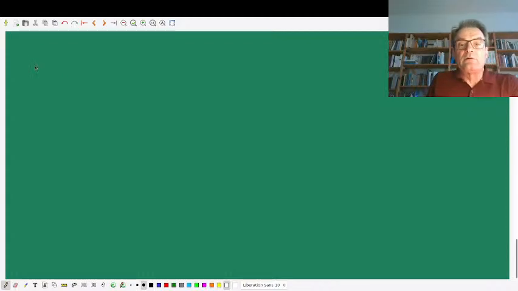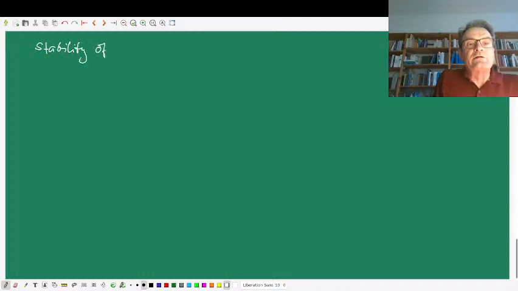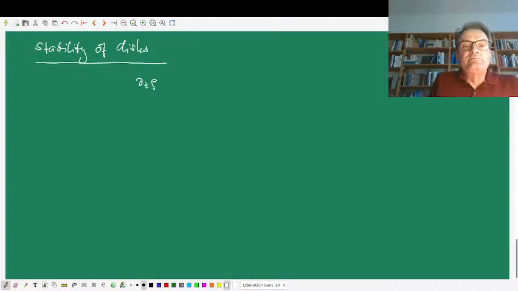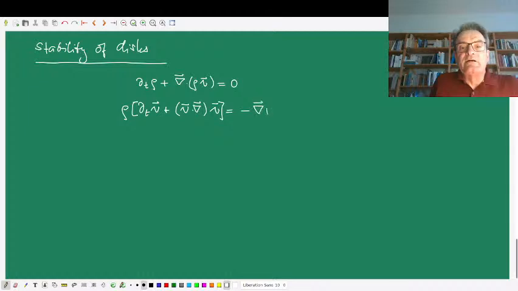So let me go to the board. We have to do with the stability of disks now. And we are going to use the continuity equation and the Euler equation. And let me write the density over here. So we would here have the gradient of the pressure. We would have here the density times the gradient of the gravitational potential.